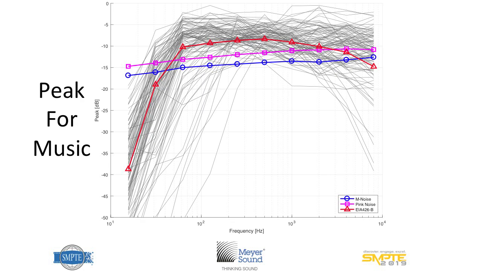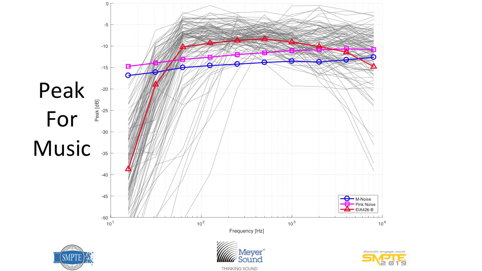Simulated program material is just filtered pink noise, and we know that filtering pink noise gets you about 12 dB no matter what you do, no matter what the bandwidth is, or if you previously tried to crush it down to a smaller crest factor or not. So with simulated program material, while the RMS levels were good, the peak levels aren't right.